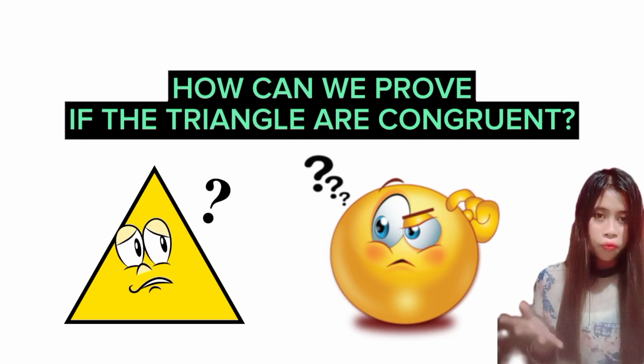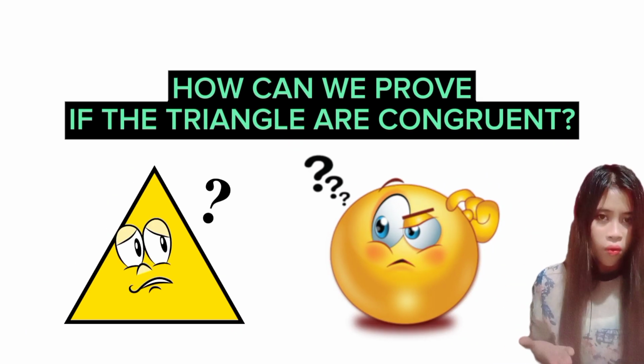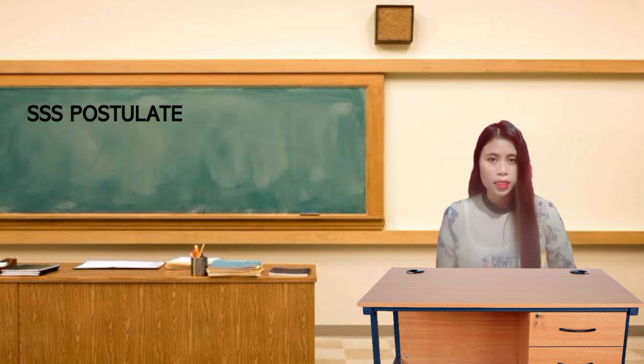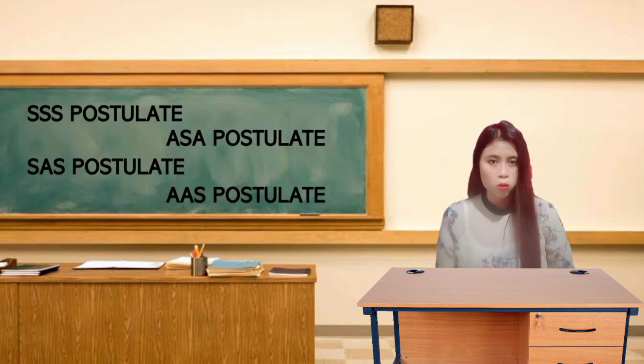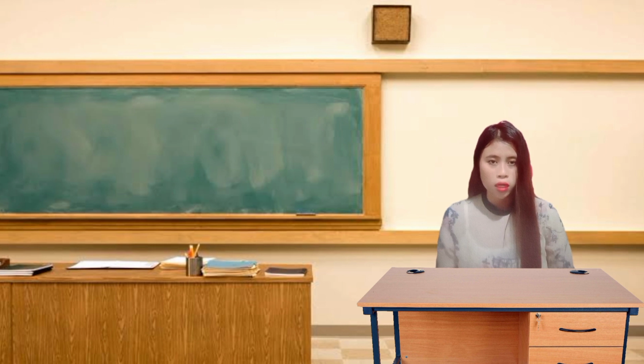So, how can we prove if the triangles are congruent? We use the SSS postulate, ASA postulate, SAS postulate, and AAS postulate.